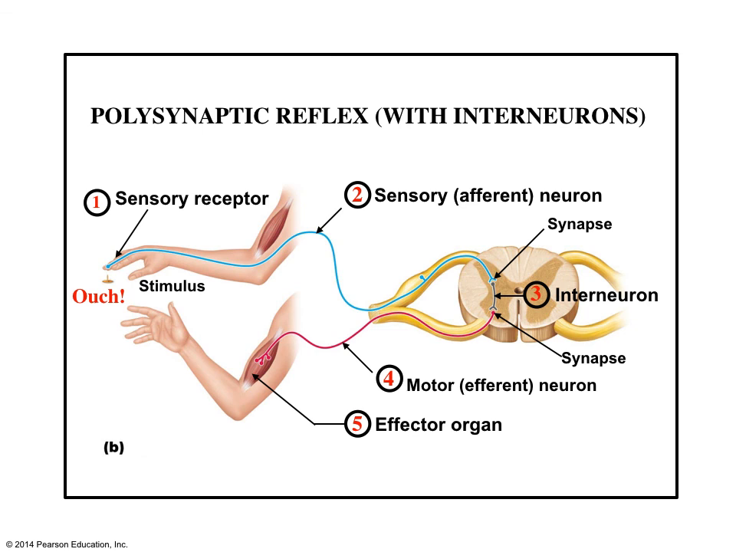Polysynaptic reflexes are more common. Same components with the addition of an interneuron. They're slightly more complicated because of the interneuron, equally effective, and examples would be the withdrawal reflex. Let's say in this example, you put your hand on a painful stimulus and you very quickly remove your hand from that painful stimulus.